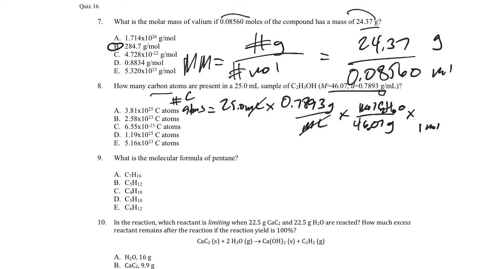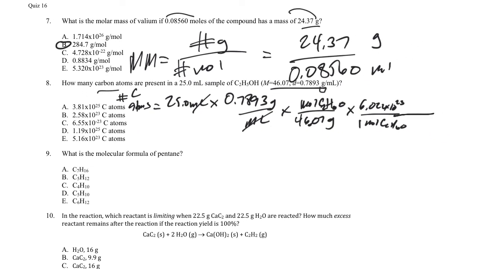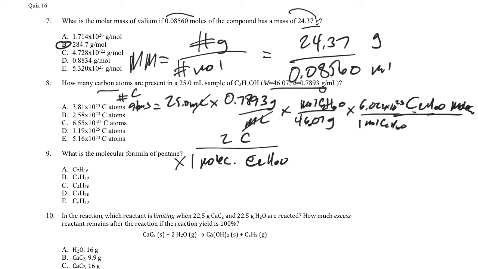And then 1 mole of ethanol contains 6.022 times 10 to the 23 molecules of ethanol. Ethanol molecules. I'm going to do C2H6O molecules. And then 1 molecule of ethanol, of C2H6O, obviously contains 2 C atoms.